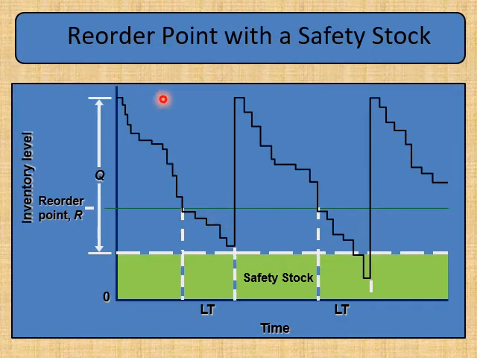Now we can see the reorder point with safety stock. Here this green part is the safety stock, where we keep some items. In the graph, here we will reorder, and here we will get the item. Still there may be some delay in getting the item or products, or delay due to transport. So we keep some items in safety stock, so that in that period we can use them in our process.